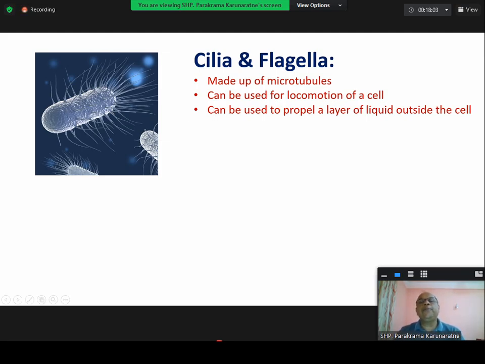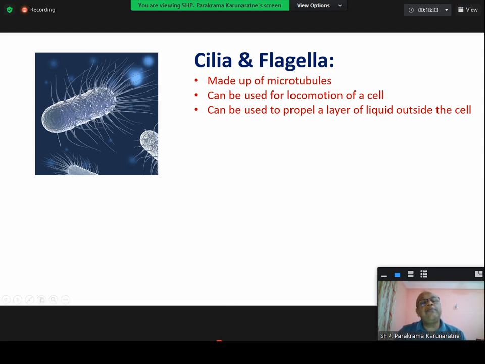Locomotion means motion. Animals can do locomotion. Locomotion means going from one place to another place. Now, plants can't locomote. There's no locomotion for plants. Plants can't go from one place to another. But animals can go. We can go from one place to another. We can walk, like we have legs.